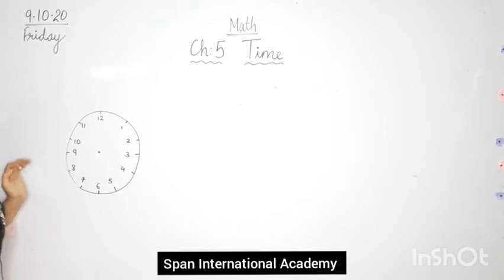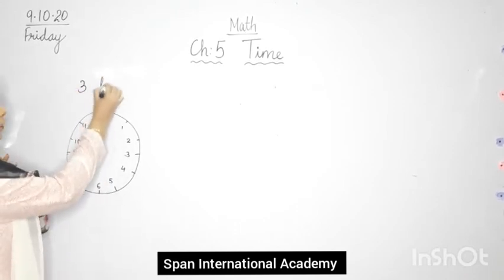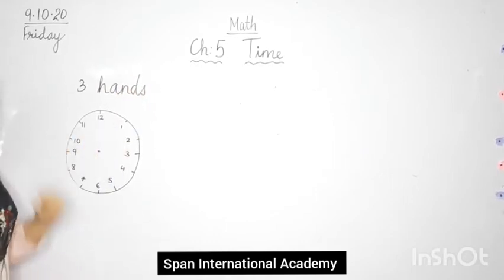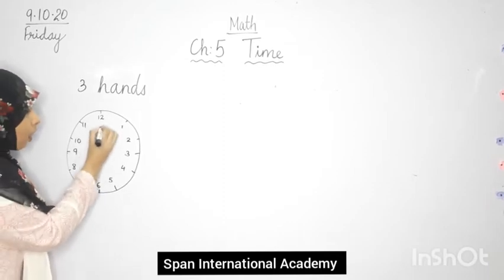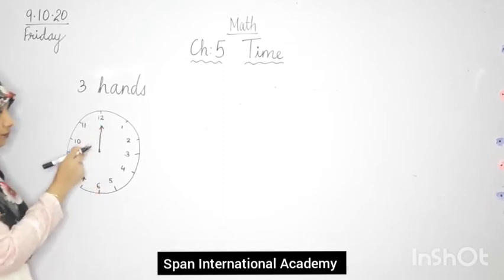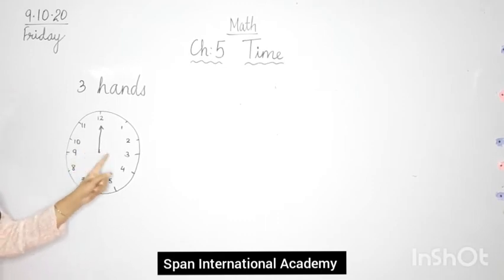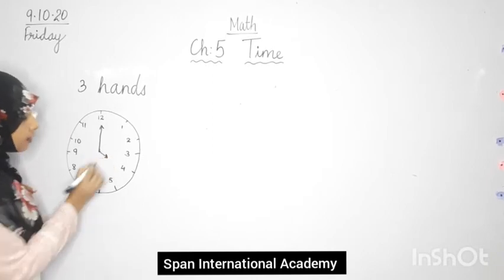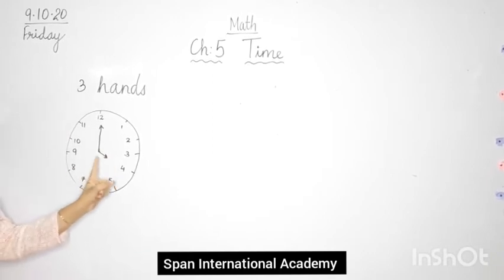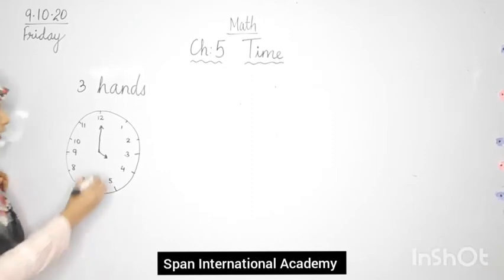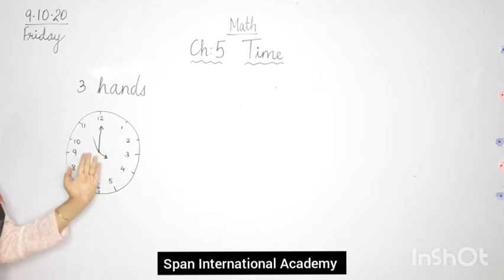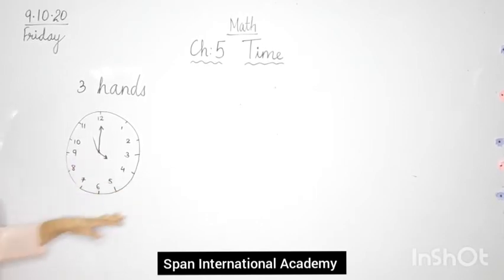And then I even told you a clock has 3 hands. How many hands does a clock have? 3 hands. The long hand is the minute hand. Repeat, long hand is the minute hand. Short hand is the hour hand. Short hand is for the hour. And then we have one more, a very thin small hand, that is for seconds. That tells us seconds. So this is how we have a clock.